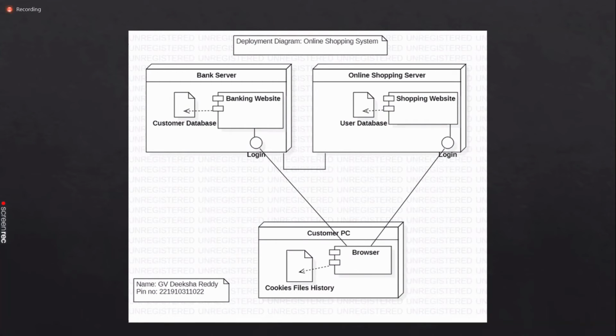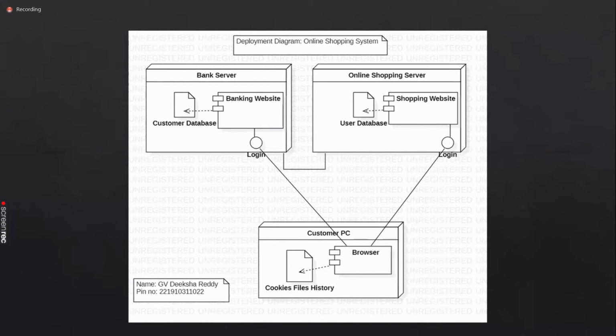Next, we have a bank server node, which is an external node, and the online payment system of the customer is linked to this node. So the bank server is communicating with the online shopping server, or vice versa, when a person gives their payment details.